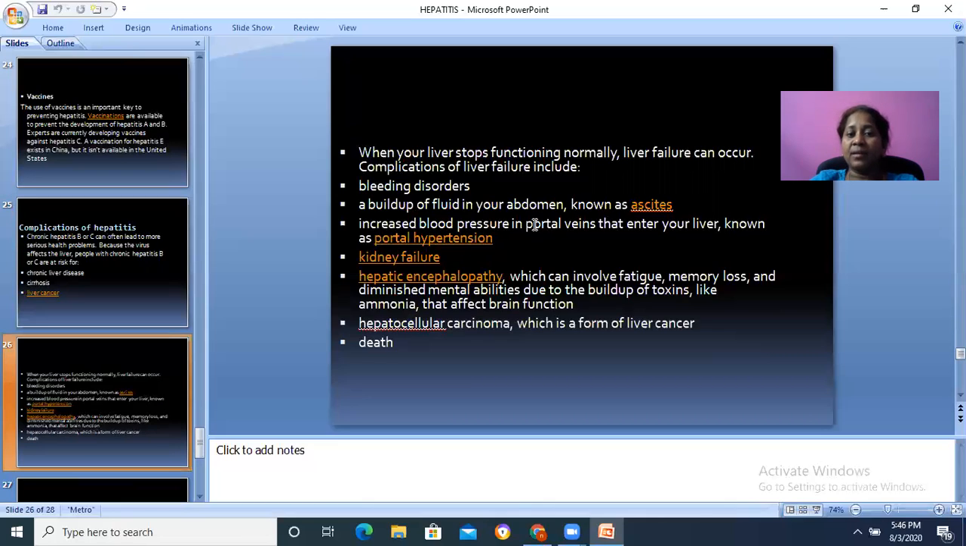Next, hepatocellular carcinoma. Cells present in the liver are called hepatocytes. So, in liver failure conditions, hepatocellular carcinoma can occur, which is a form of liver cancer.